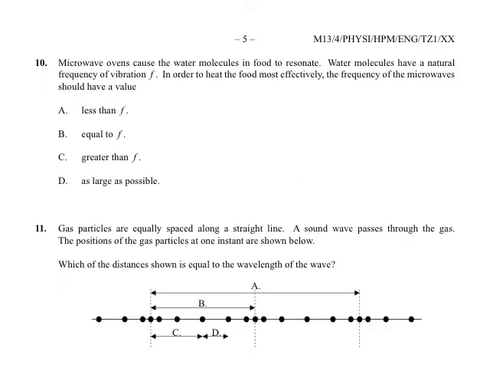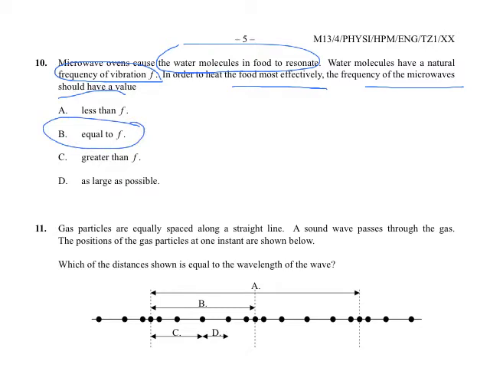The next question is about resonance. We have water molecules resonating in microwave ovens, and it's pretty much just asking you to explain resonance. In order to heat the food most effectively, the frequency of the microwaves should have a value. Well, resonance happens when the water molecules vibrate at their natural frequency. So it would have to be equal. Remember, resonance happens when the driving frequency equals the natural frequency of the oscillating object.